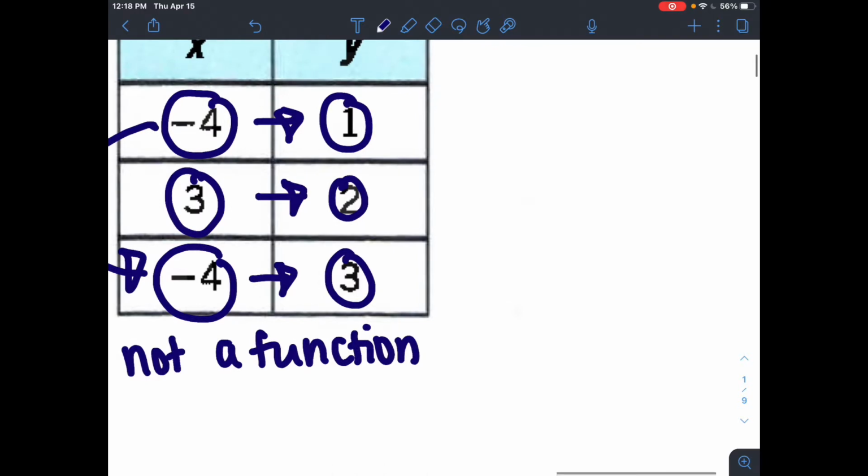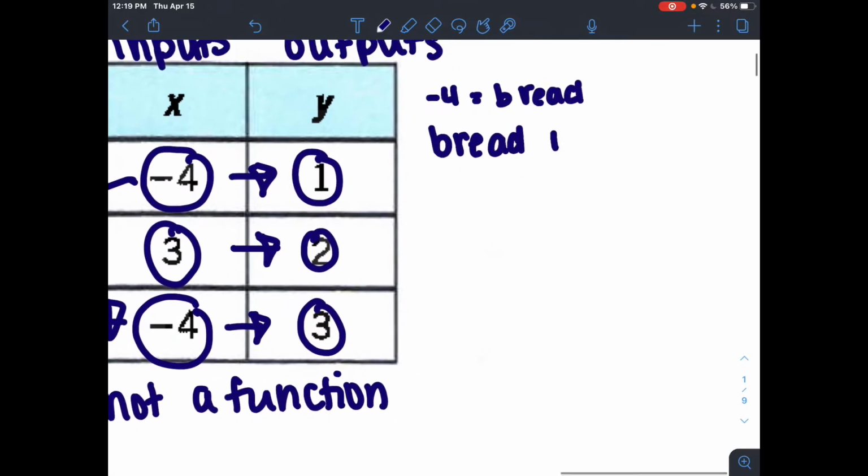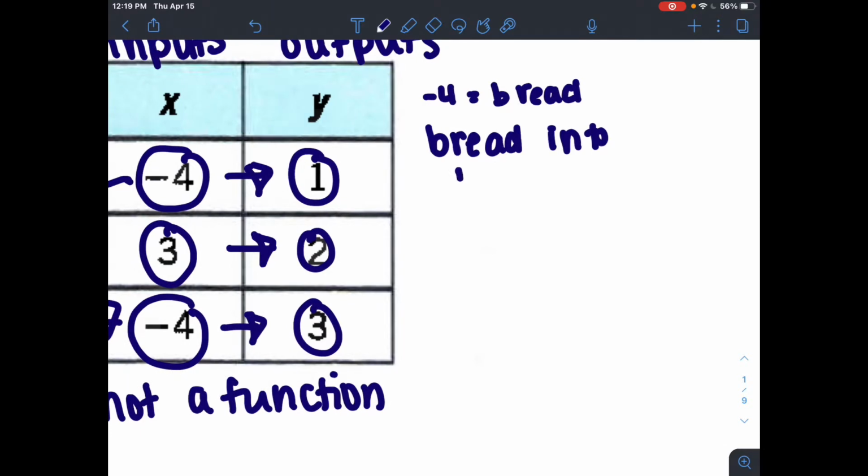Okay, this would be like, pretend that my -4 is a piece of bread. Okay, so I put in my bread. Okay, so my -4 represents bread. So I'm putting my bread into the toaster.